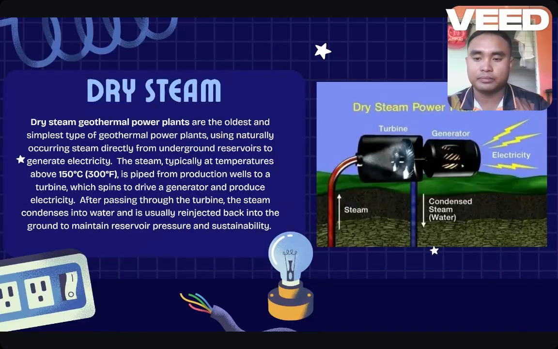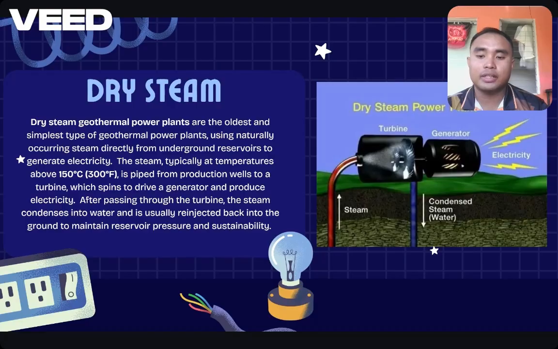So the dry steam. Dry steam geothermal power plants are the oldest and simplest type of geothermal power plants, using naturally occurring steam directly from underground reservoir to generate electricity. The steam, typically at temperatures above 150 degrees Celsius or 300 degrees Fahrenheit, is piped from production wells to a turbine, which spins to drive a generator and produce electricity. After passing through the turbine, the steam condenses into water and is usually reinjected back into the ground to maintain reservoir pressure and sustainability.